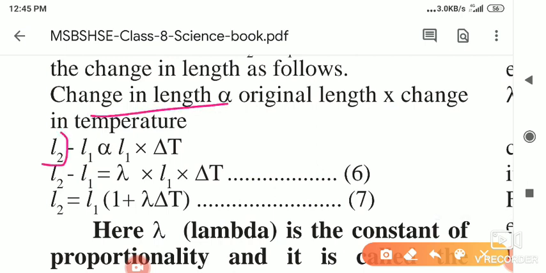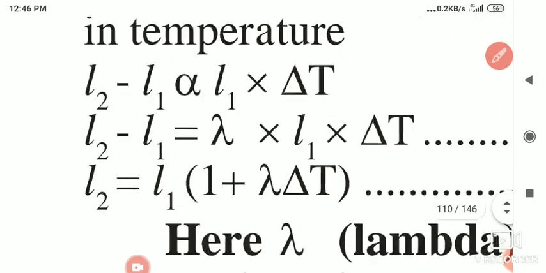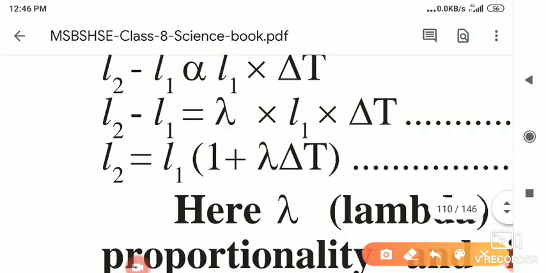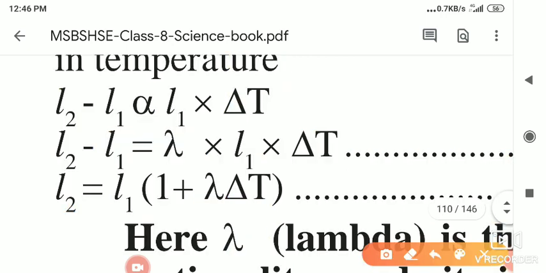The change in length, that is, the length increased minus the length decreased, is directly proportional to the initial length times the change in temperature. So here L2 minus L1 is equal to the initial length into the change in temperature. To remove this directly proportional sign, we take a constant, and that constant is lambda.